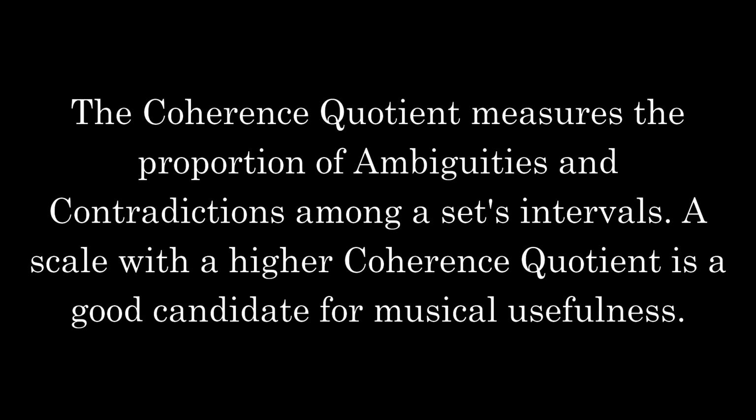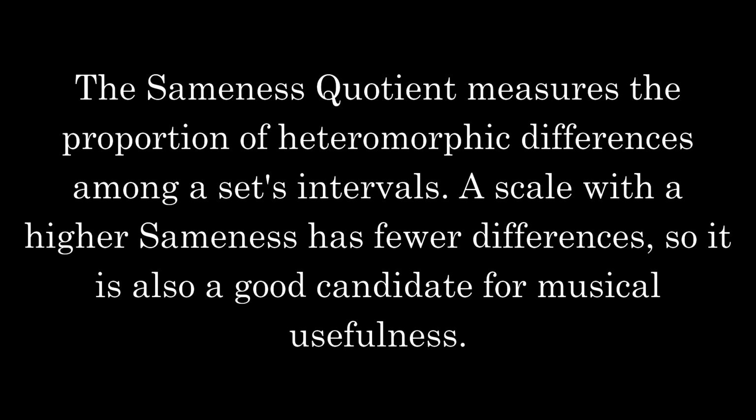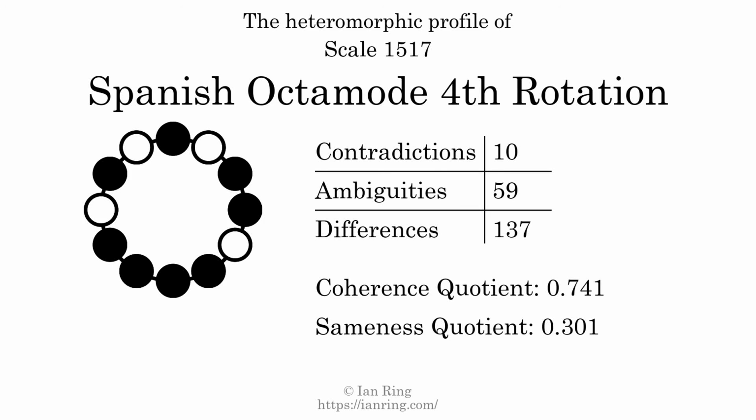The coherence quotient measures the proportion of ambiguities and contradictions among a set's intervals. A scale with a higher coherence quotient is a good candidate for musical usefulness. The coherence quotient is 0.741. The sameness quotient measures the proportion of heteromorphic differences among a set's intervals. A scale with a higher sameness has fewer differences, so it is also a good candidate for musical usefulness. The sameness quotient is 0.301.